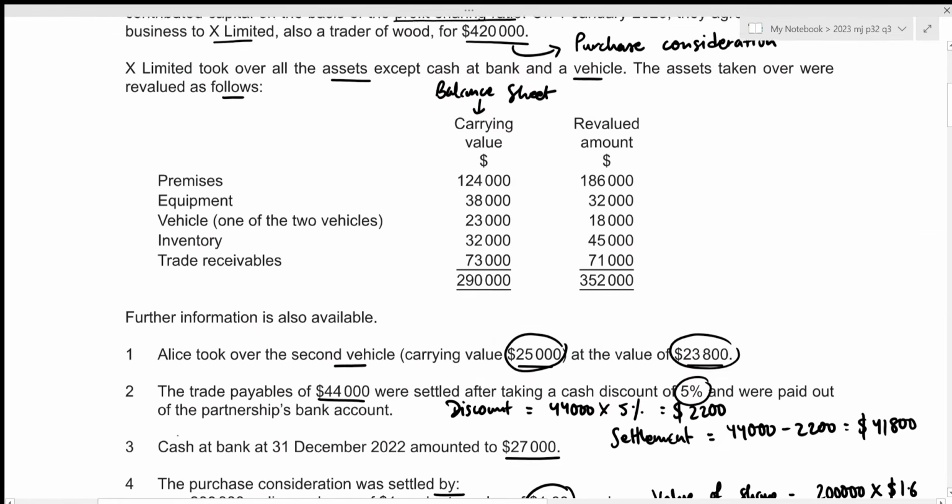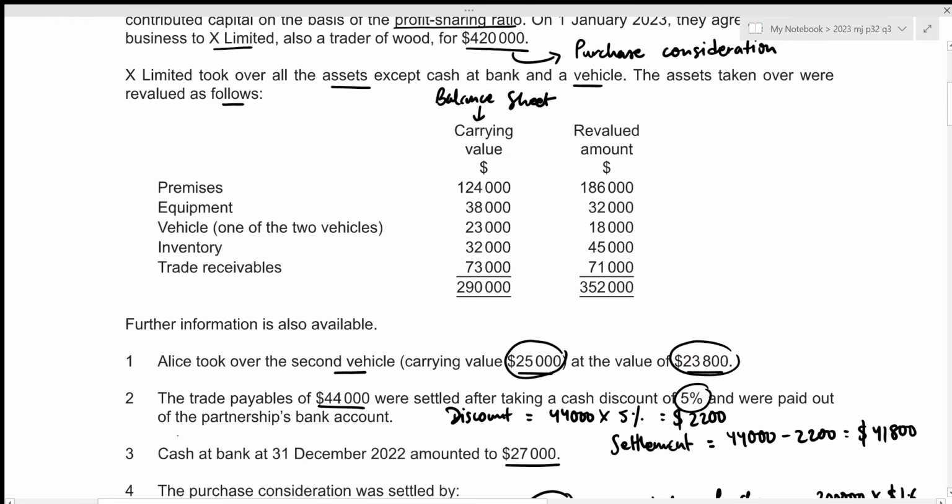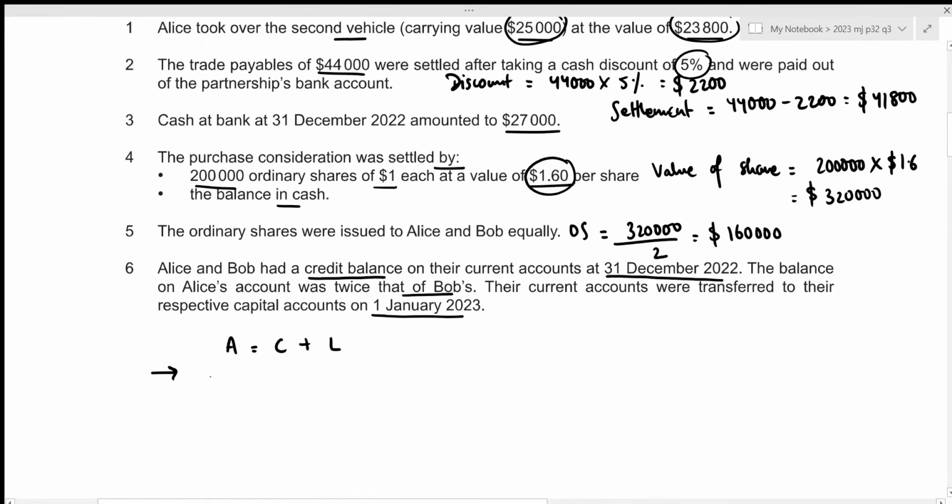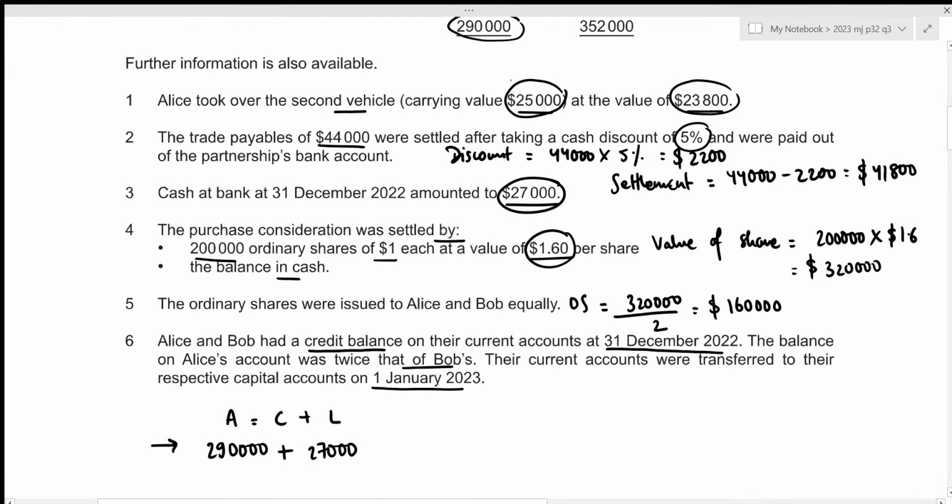So we're given the value for assets, and all of the value will be as per our statement of financial position or the balance sheet. We can see that our assets value is 290,000, and these are only for the assets that are being taken over by X Limited. And we also have additional assets, such as cash, that's 27,000, as well as the second vehicle, which had the carrying value of 25,000. So we need to add that value.